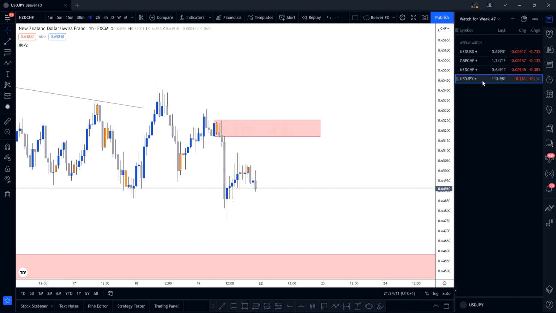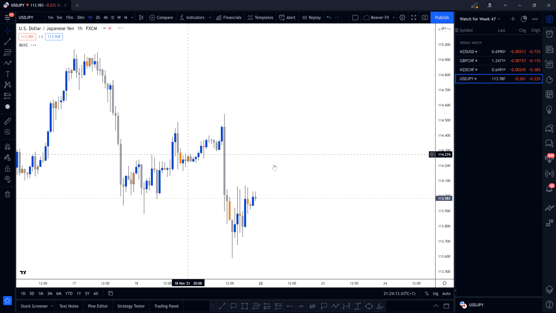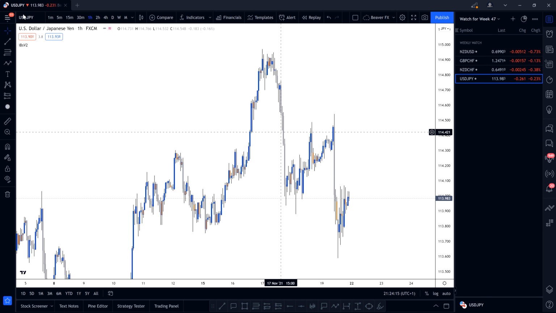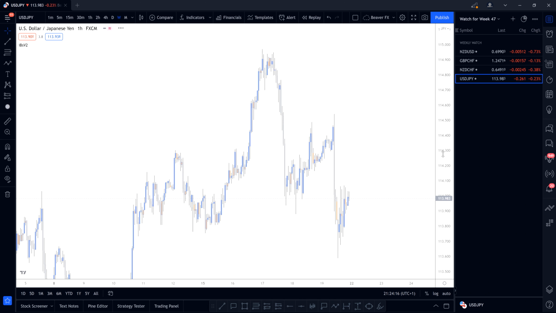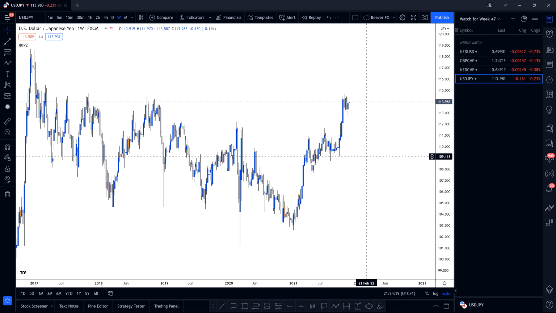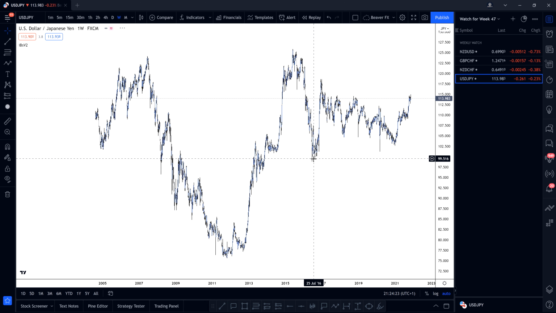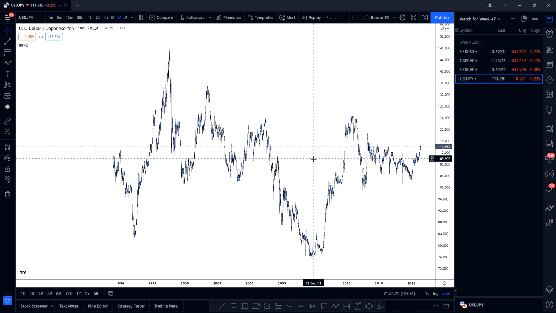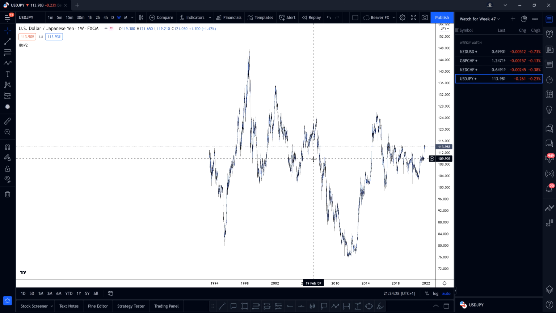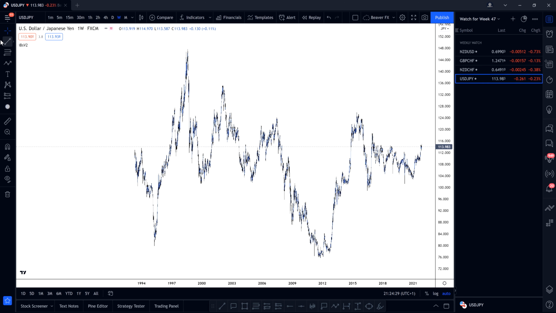So let's go to the last pair for the week. Last pair I have for the week. Now let's go to the weekly time frame. Let's see. Yeah. So here we can see we have some kind of a downtrend.